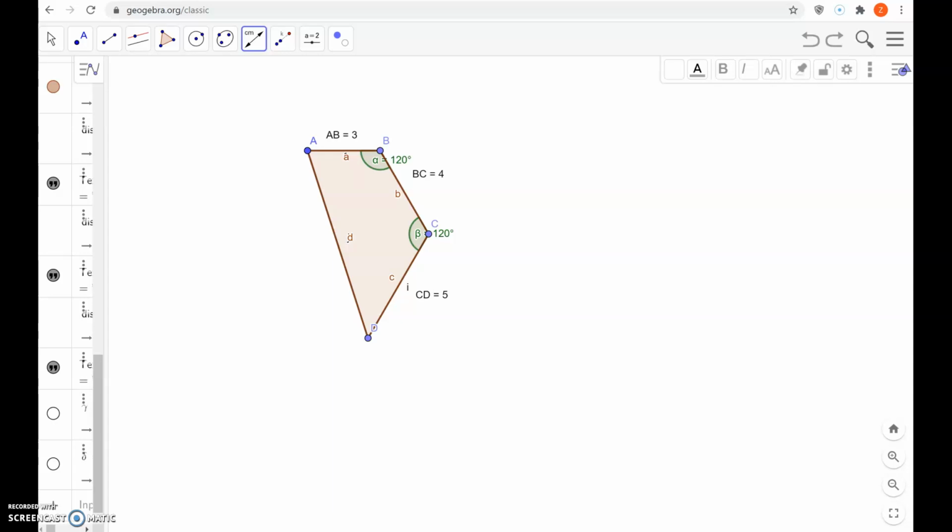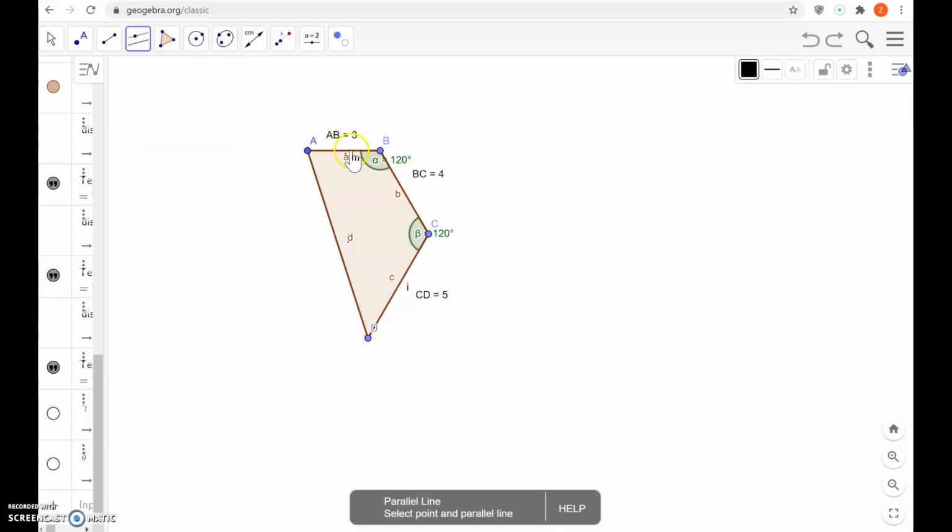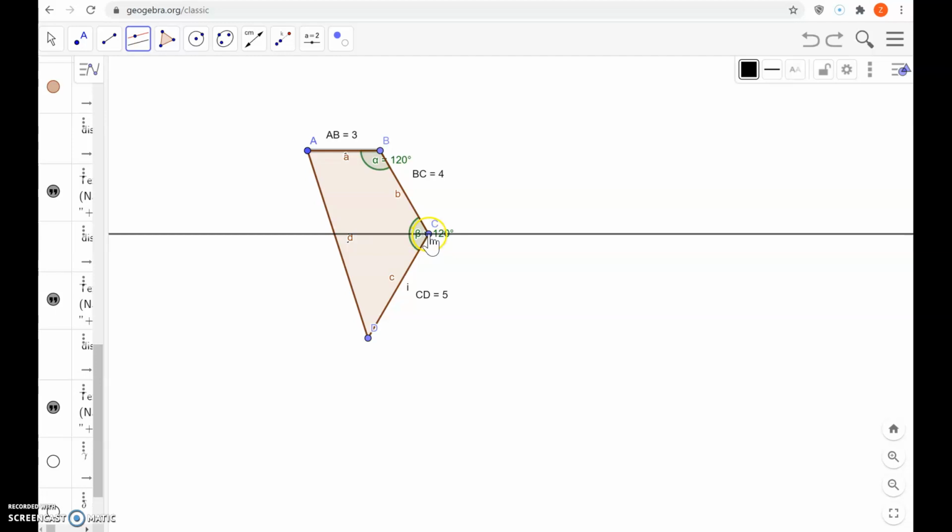All right, item number 3 here. I recreated that quadrilateral ABCD with AB equal to 3, BC equal to 4, CD equal to 5, and then the angle measures for B and C are both 120 here. I figured the easiest way to go about doing this was to create a parallel line here that's parallel to AB that goes through C. So then we have a trapezoid up top and a triangle down here on the bottom.